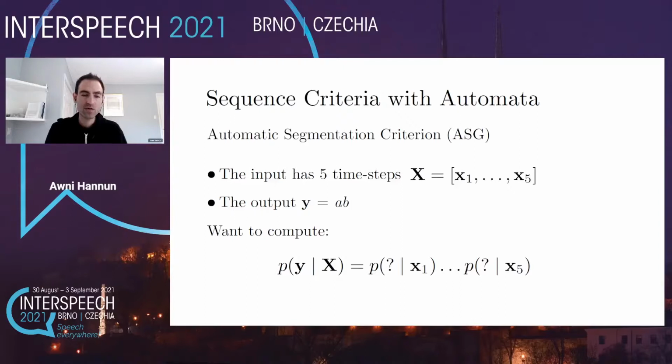But my output Y only has 2 tokens. It's only of length 2. And my input has 5 time steps. It's of length 5.